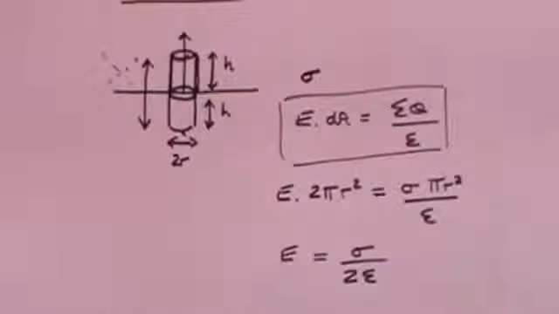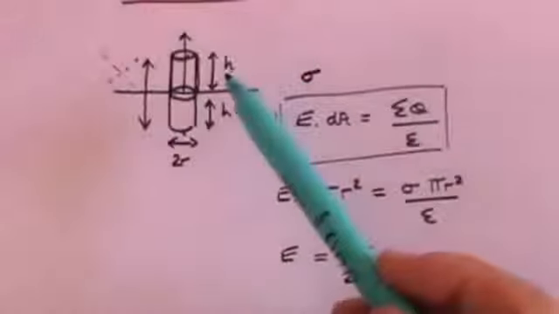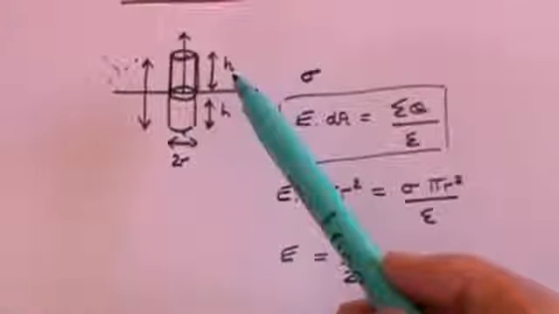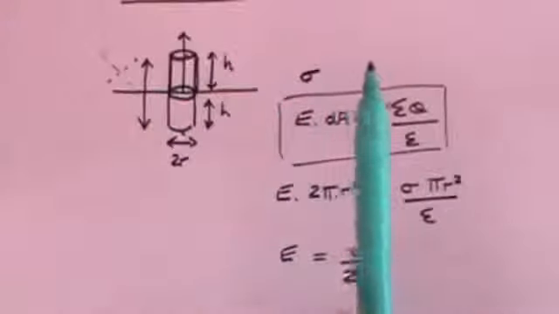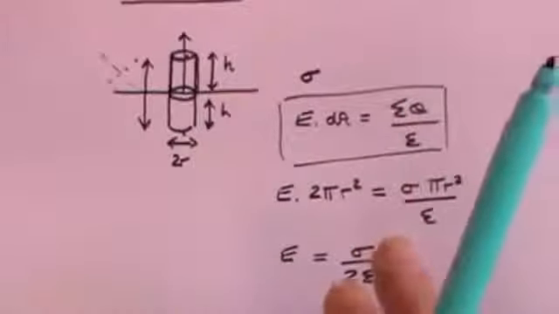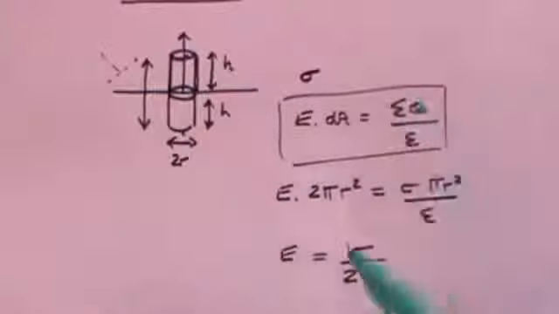And the fascinating thing about that is that it is completely independent of H. You'll notice H doesn't feature at all. So the field above a very large plate, remember this has to be a large plate, if you get anywhere near the edges this no longer applies, but the field above a plate will always be sigma over 2 epsilon, however far you are above the plate.